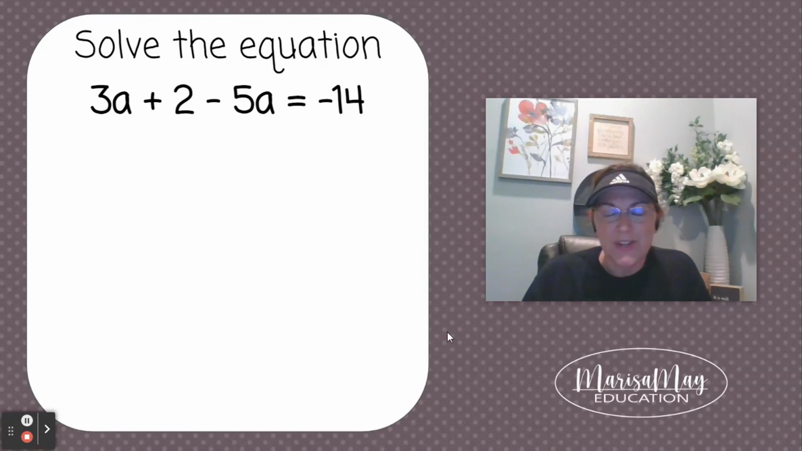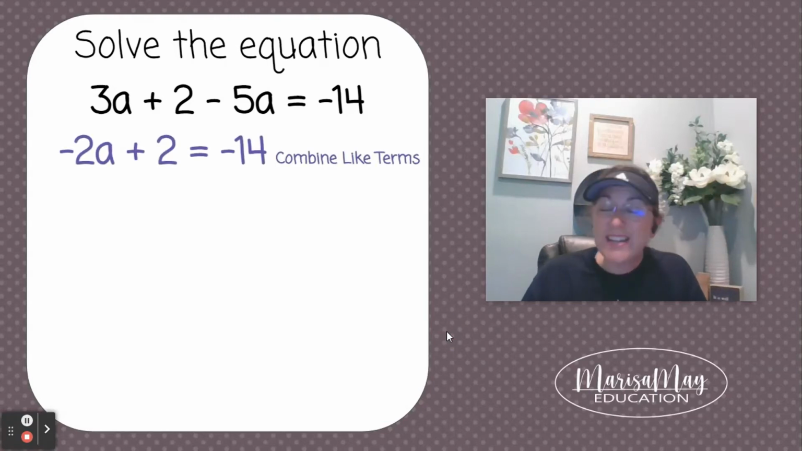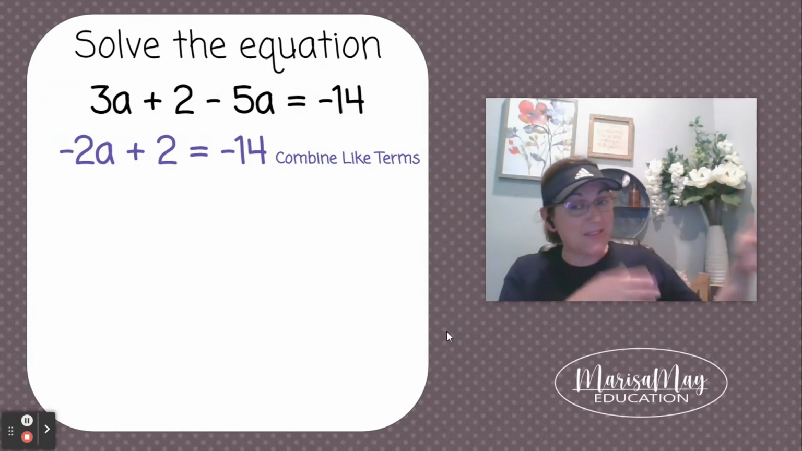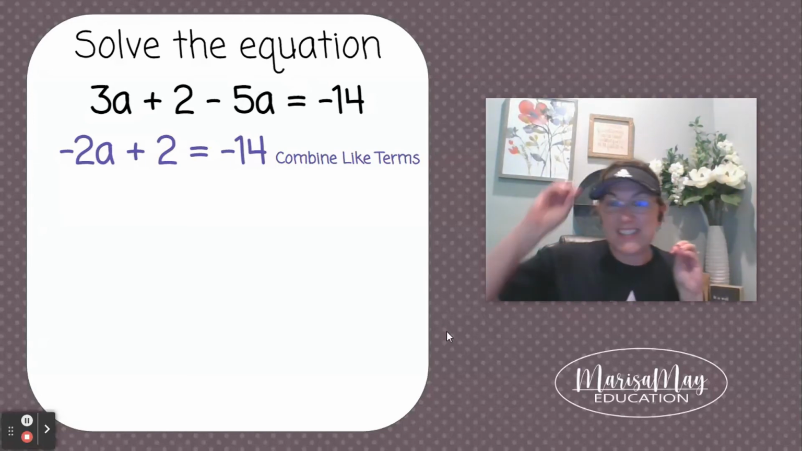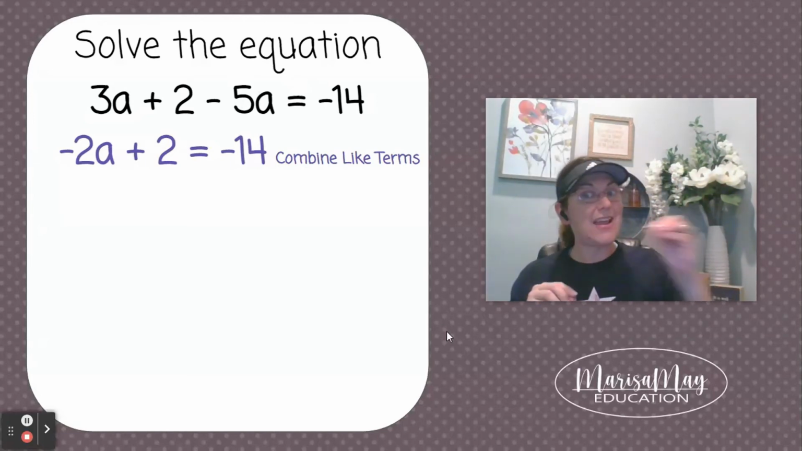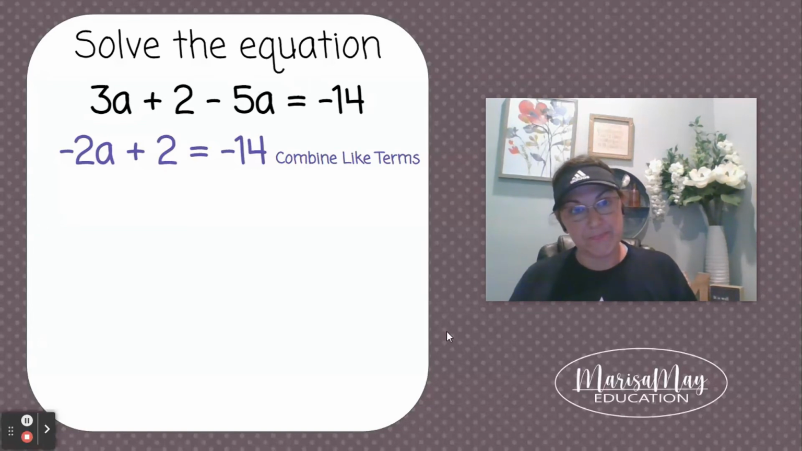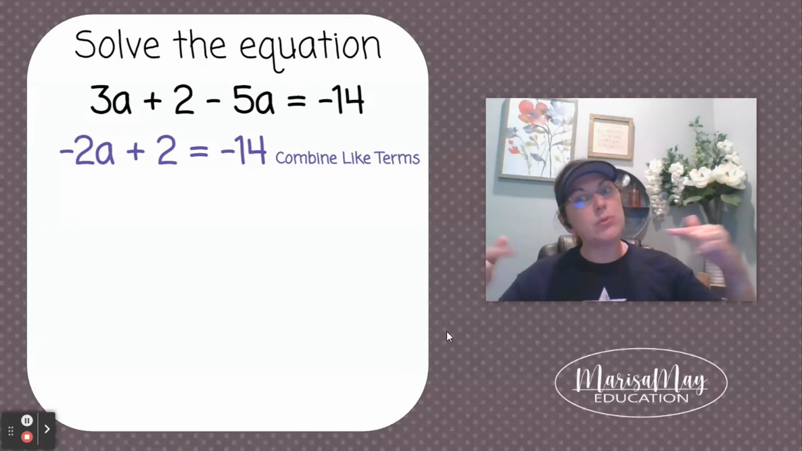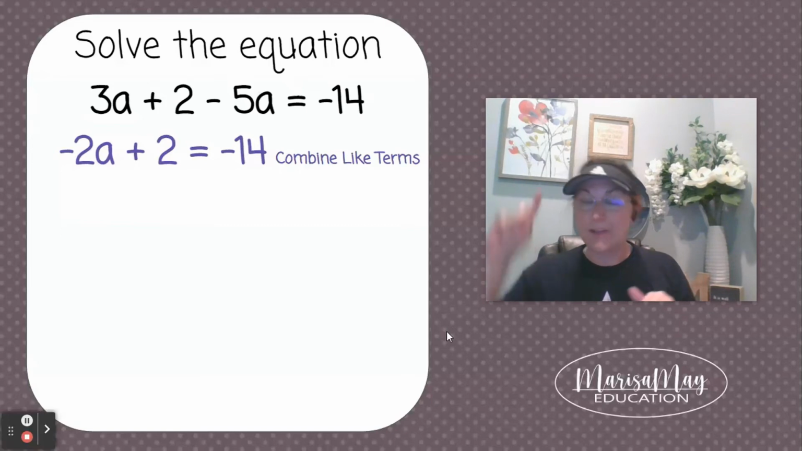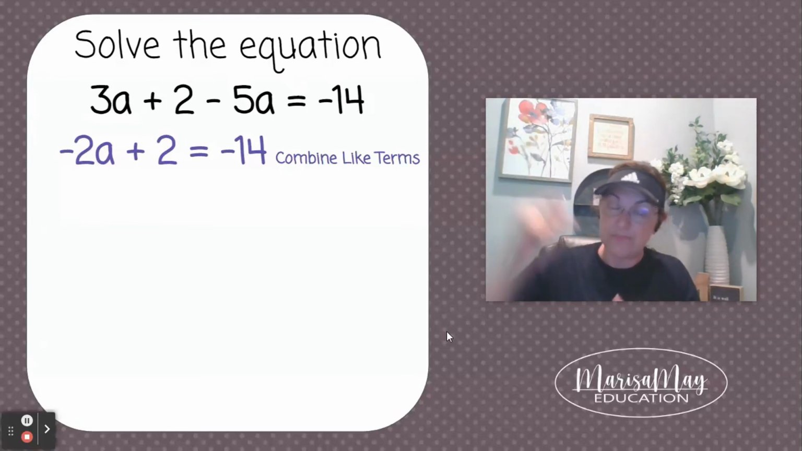Did you see them? Did you see the two terms that have the same variable? Yes, I'm so glad. The 3a and the negative 5a are like terms. We talked about it at the very beginning of our video. So when we add 3a's and negative 5a's, we get negative 2a's here. So my equation becomes negative 2a plus 2 equals negative 14. See, now I've come to a two-step equation again after I did a simplify step first.